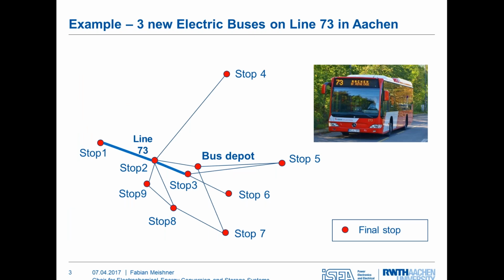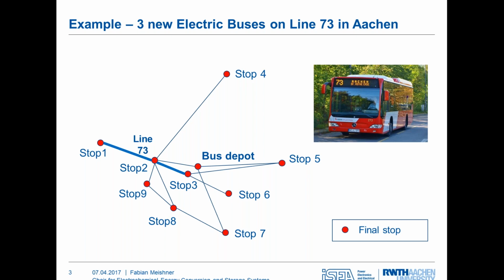So here we want to have a look at the line 73 in Aachen, where we want to have 3 new electric buses driving. If you see the picture, you see this bold blue line, it's line 73. This is the main line. So the buses mainly run on this line, going from the main or terminal stops 1, 2, and 3. But there are also other stops like stop 4 to stop 9. And these stops are also driven to by vehicles mainly driving on line 73 during the day.